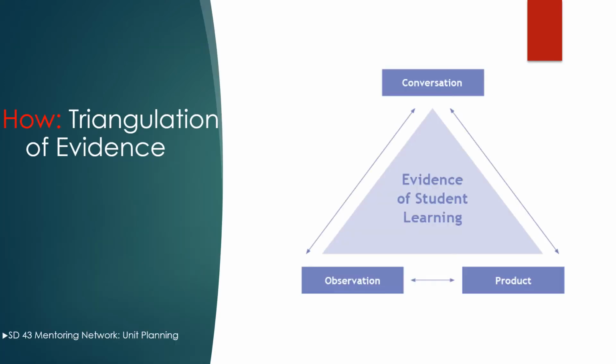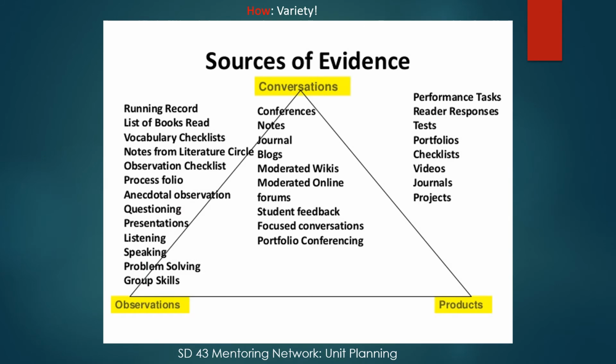One way in which we can ensure a variety of assessment tasks is through triangulation of evidence. This is the notion that we can assess students not just through products, but through observations and conversations. Here are some examples of specific assignments you might give to students in order to look at the 3 aspects of triangulation. Take a moment, pause the video, and read some of the examples.